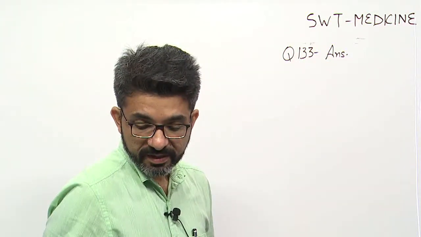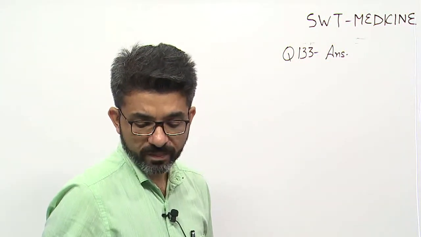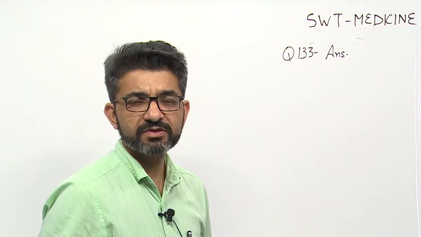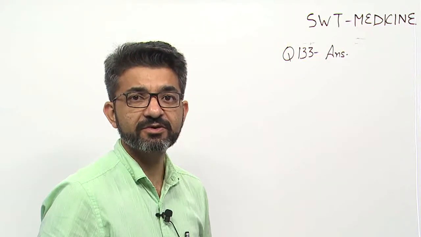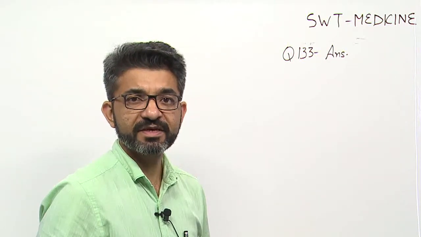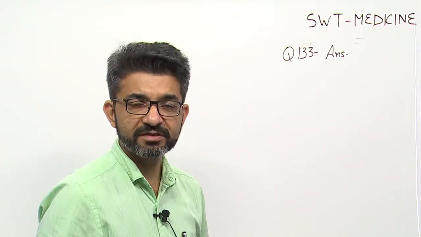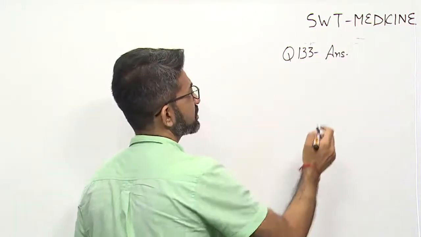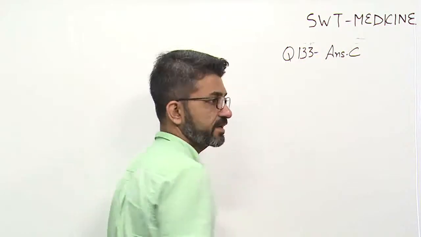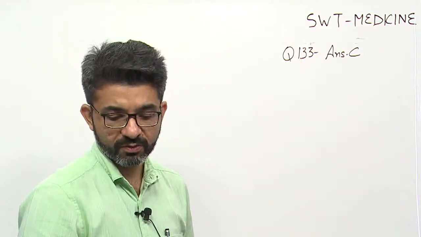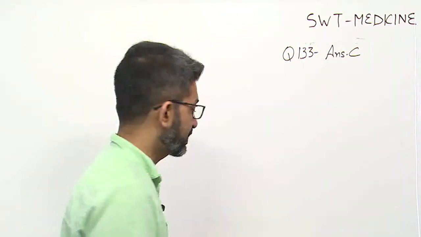This is regarding Agatston score. Remember, Agatston score is for quantification of calcified plaque in coronary. It is done by CT coronary calcium scoring system. All right. So, answer is C. Agatston score for quantification of calcified plaque.